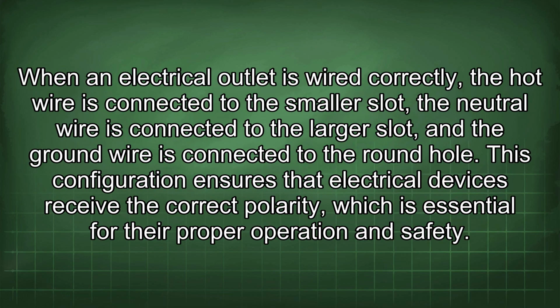When an electrical outlet is wired correctly, the hot wire is connected to the smaller slot, the neutral wire is connected to the larger slot, and the ground wire is connected to the round hole. This configuration ensures that electrical devices receive the correct polarity, which is essential for their proper operation and safety.